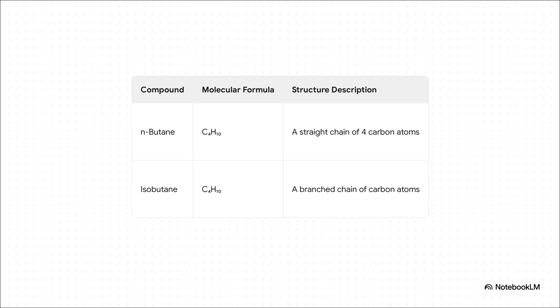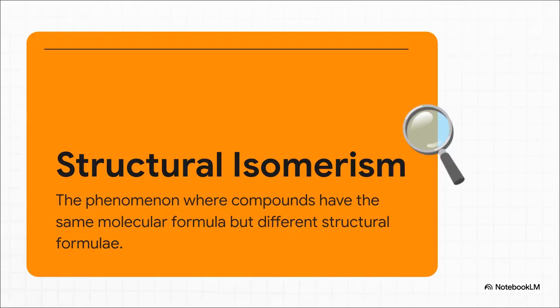But they are completely different compounds with different properties. Why? All because the atoms are arranged differently. One's a straight chain, and the other's branched. This amazing phenomenon is called structural isomerism, and it is a huge reason why the number of carbon compounds just explodes into the millions. It's kind of like having the same set of Lego bricks, but being able to build completely different models. It just adds a whole new dimension of possibility.